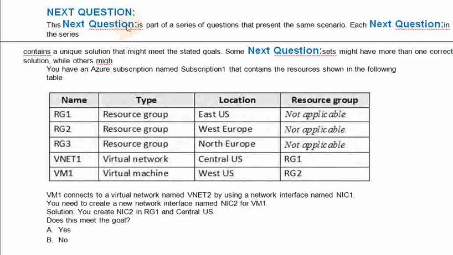The next question. This is part of a series of questions that present the same scenario. Each of the series contains a unique solution that might meet the stated goals. Some sets might have more than one correct solution while others might not have a correct solution. You have an Azure subscription named subscription 1 that contains the resources shown in the following table. Have a careful look at this table.